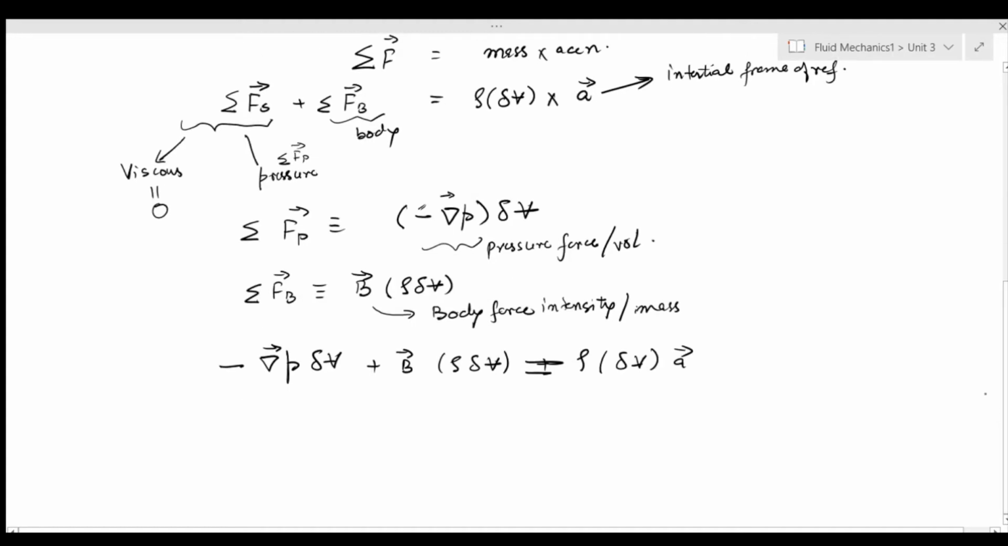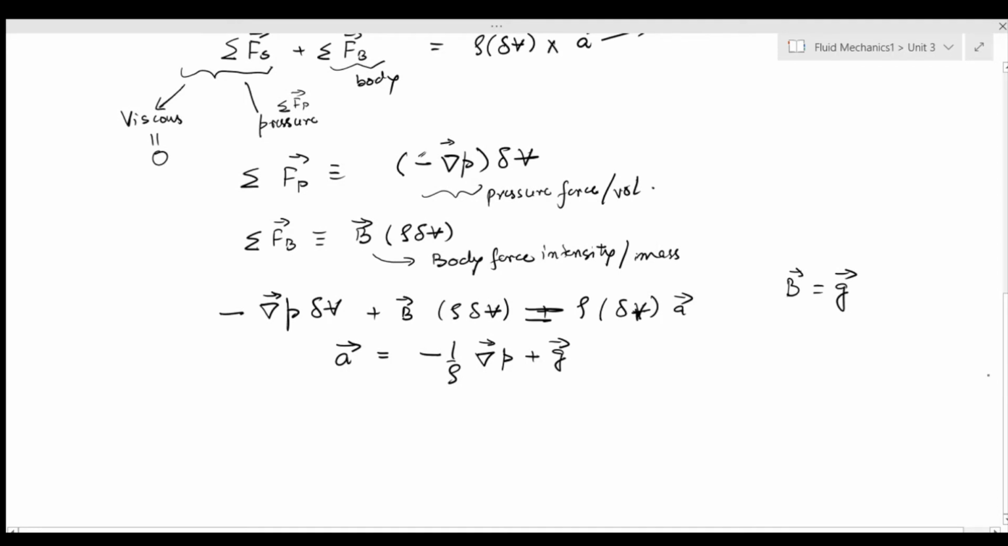Now in most of our cases, this B is actually due to gravity. We are considering body force due to gravity most of the time, so B would be equal to g. But if there are other body forces, then we would have to consider those. And now we would get A equal to minus 1 by rho del P plus g.